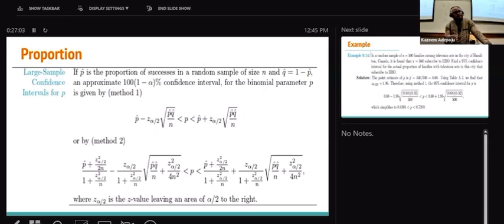Okay, now what formula are we going to use? That is a formula. Although we have method 1 and method 2, method 2 is complicated. The difference between the results they are going to get is marginal. And that's why we're going to go with method 1.